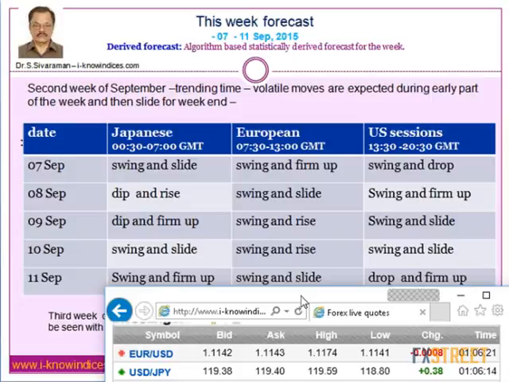For non-farm payroll, they are expected to make the downward move to start with during the late European session and also the early part of the US session, and firm up towards close.